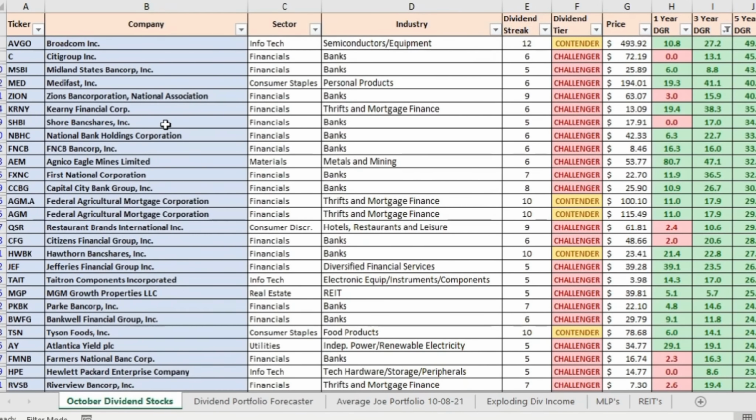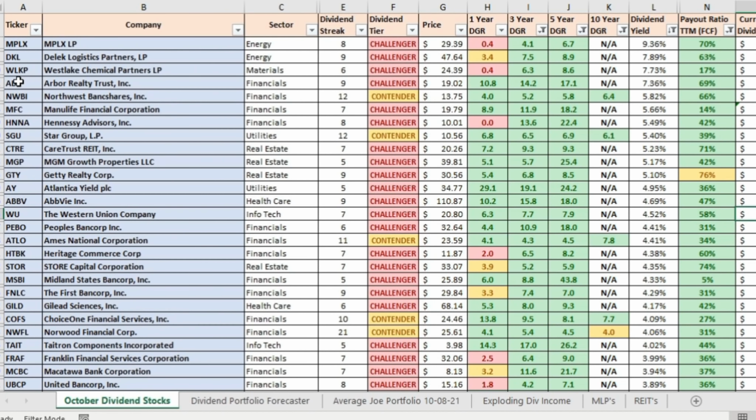Let's go over here. All right, so we've got Arbor Realty Trust here, ABR. It's been raising its dividend for 9 consecutive years. Okay, dividend growth rates of 10.8, 14.2, 17.1, and a yield of 7.36%. Let's go ahead and include ABR.